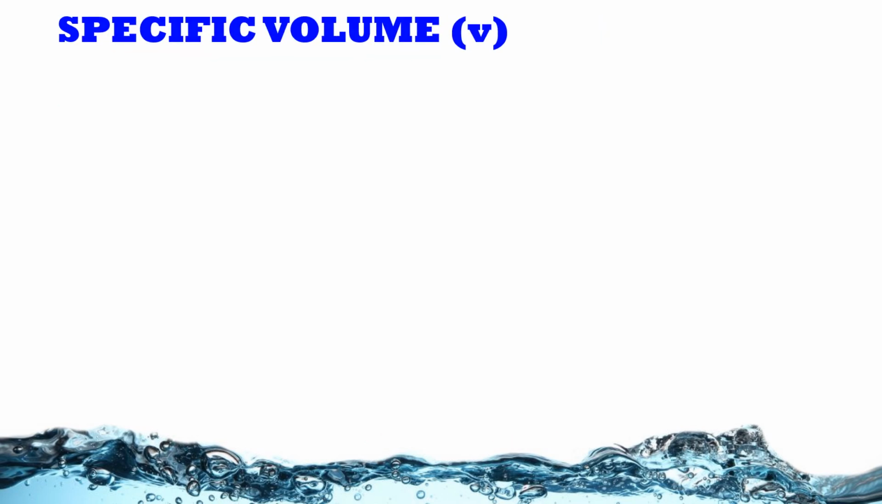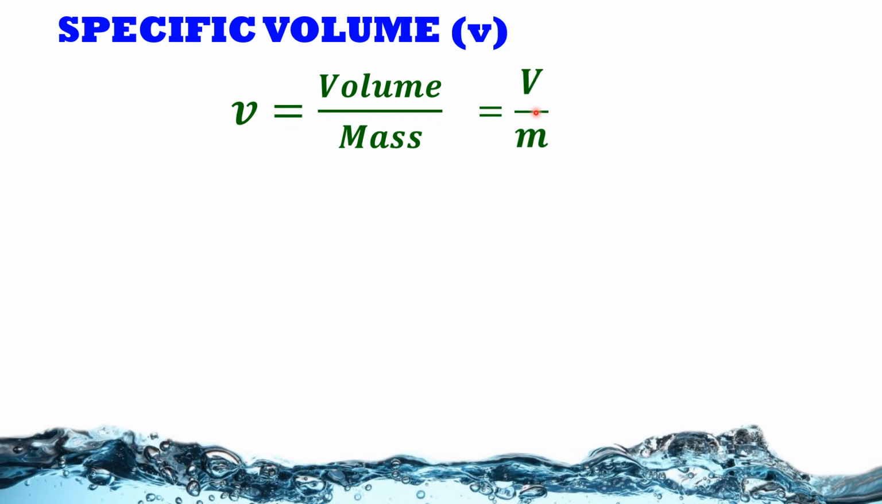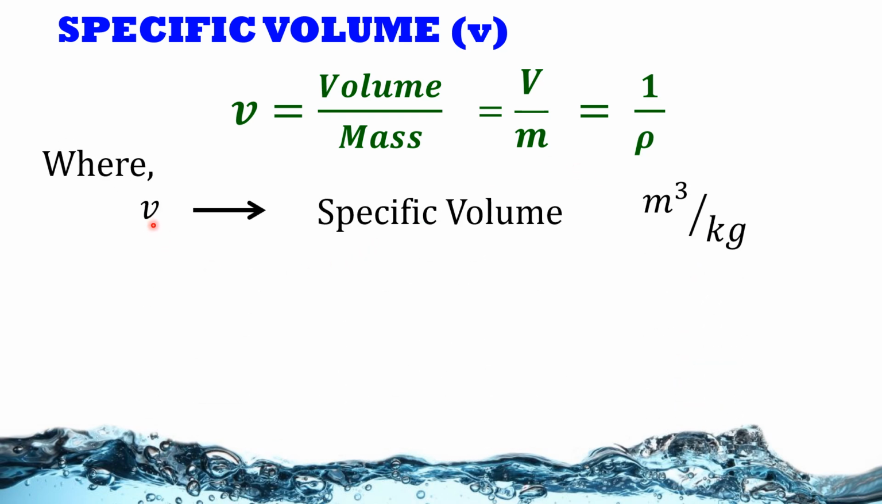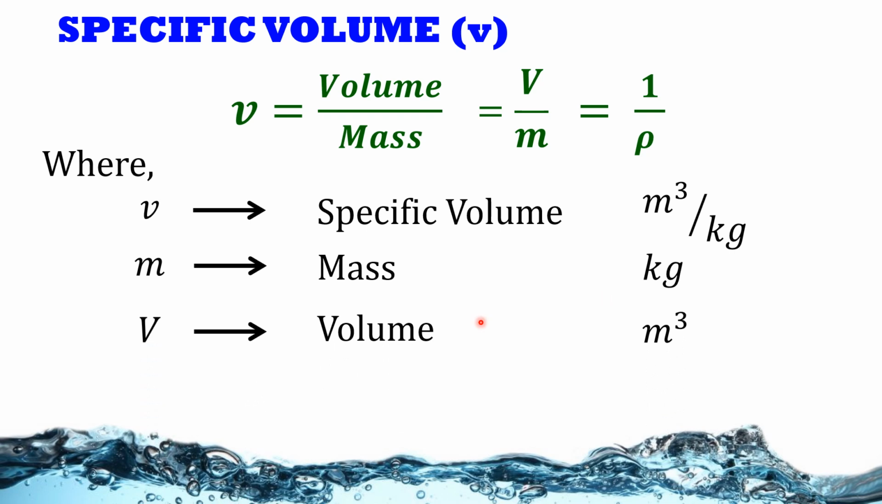The second property is specific volume. It is defined as volume of fluid per unit mass. It is denoted by the letter v. Another formula is it is the reciprocal of density. We know that density is equal to mass by volume, where small v is specific volume in meter cube per kg, m is mass in kg, V is volume in meter cube, rho is density in kg per meter cube.